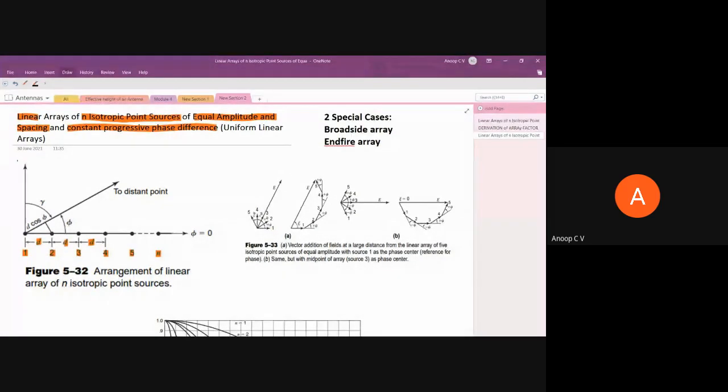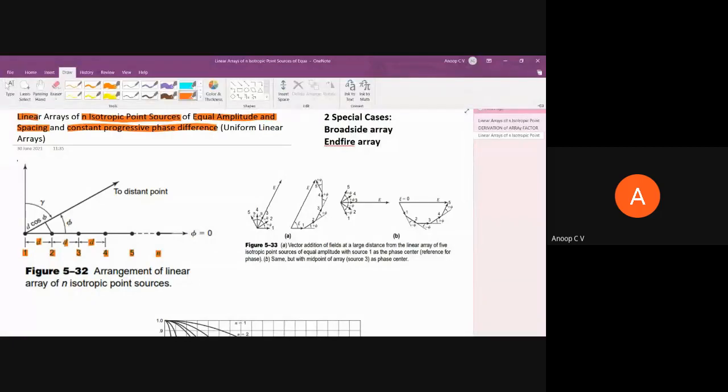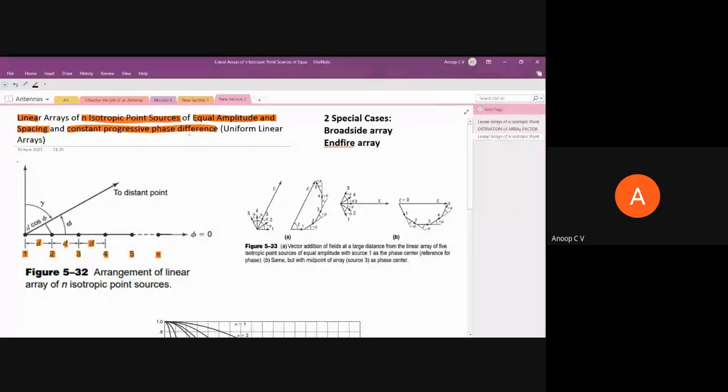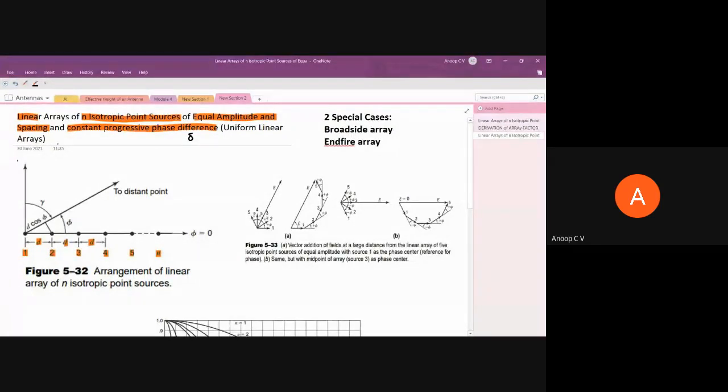When I say constant progressive phase difference, I will represent that using the term delta. What does that mean? I told you there are n isotropic elements and they are point sources. And they are linear. Linear array means they are arranged over a straight line with equal spacing. That is a linear array. And they have the same amplitude.